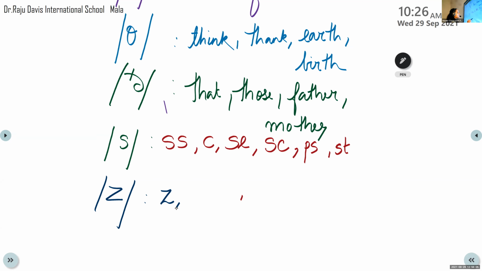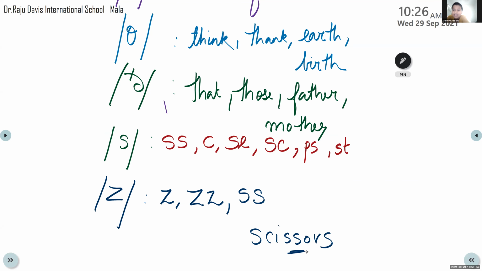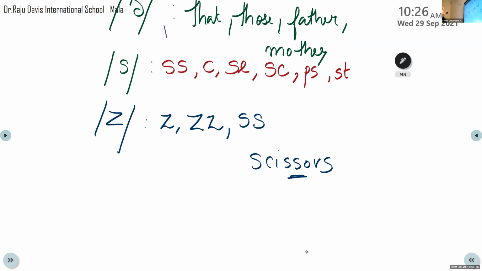Let's go in an order. Z, Z, Z, pizza. Then we have sometimes S can give you a Z sound, like scissors. Yes, in scissors you're getting a Z sound here. So S can give you a Z sound. Then like I said, xylophone.